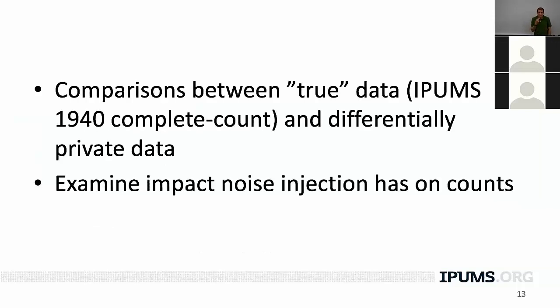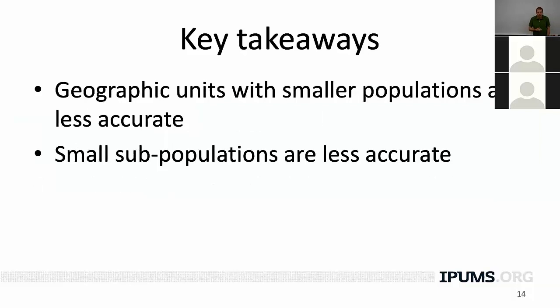The comparison that I'm doing here is I'm comparing what I call the true data, those are the IPUMS 1940 complete count data, and the differentially private data that Census has put out. We really want to examine the impact that noise injection has on counts, percentages, and segregation, and then we've done some regressions using the individual level microdata as well. I'll talk a little bit about that at the end.